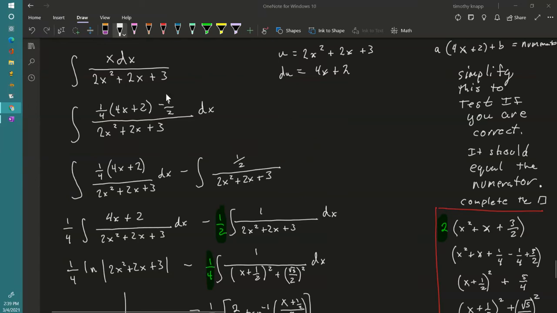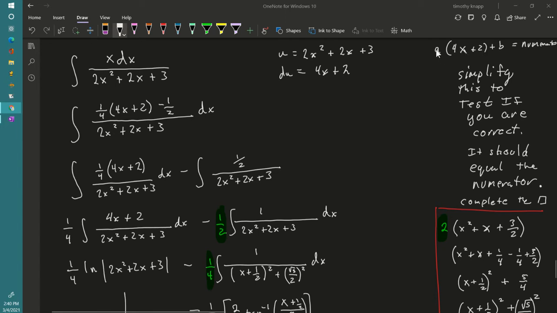Hey, how's it going? So I'm looking at an integral of a linear over a quadratic, and this quadratic happens to have a 2 in front of it for a lead coefficient, which complicates it a little bit. So the first step for this one is to take the denominator and write it down, and then find its derivative. Now take that derivative, 4x plus 2, and write it here.